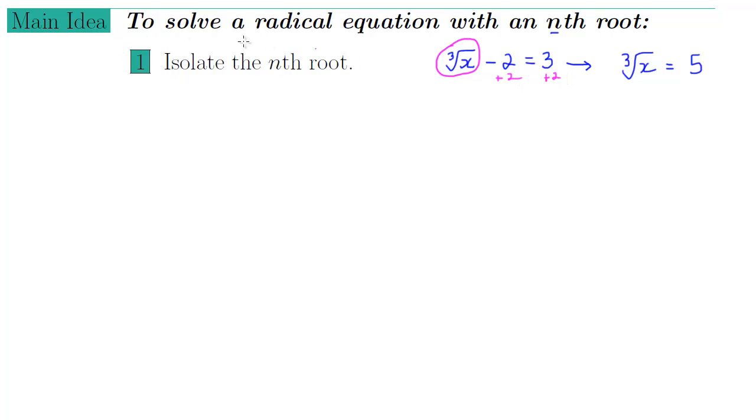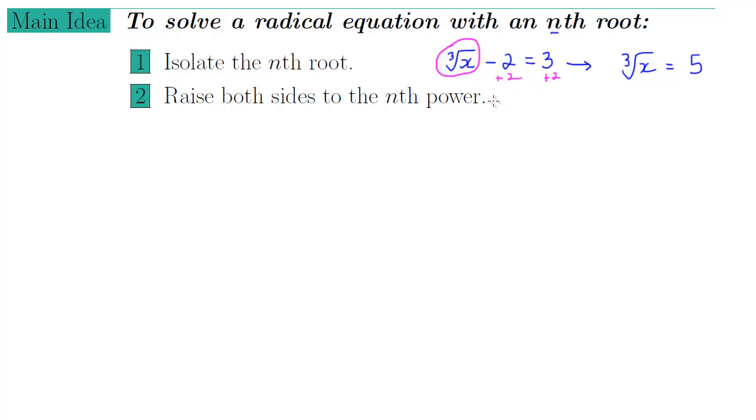Okay, so that's always the first step. Make sure that your root is isolated. Then you raise both sides to the nth power in order to get rid of the nth root. Right, so quick example, since I have it written here, raise both sides to the nth power.